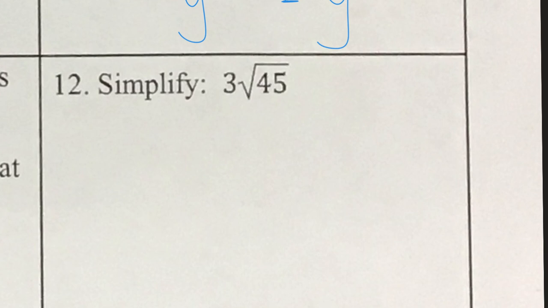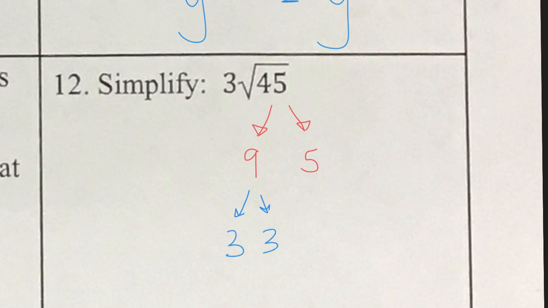Simplify 3 times the square root of 45. All right, so we're going to think about what numbers multiply together to give us 45. And the most obvious ones are probably 9 and 5. And then can we further simplify 9? We sure can, into 3 times 3.